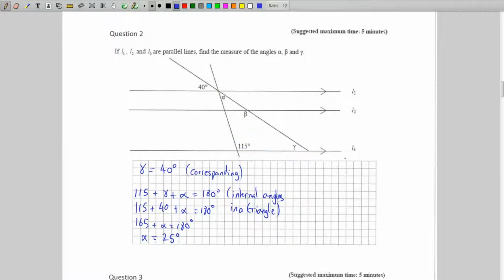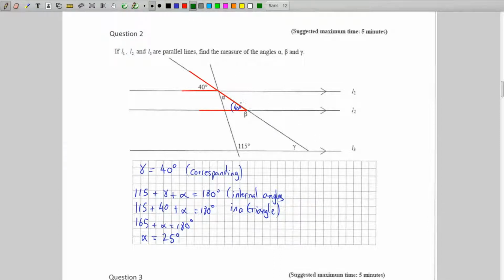Now, beta is probably the hardest one to come up with, and that's why I've left it until last. You need to figure out another angle first before you can even get to beta. Now, there's a couple of different ways you can approach this, but what I'm going to do is make corresponding angles here. So I know that this is 40 degrees.